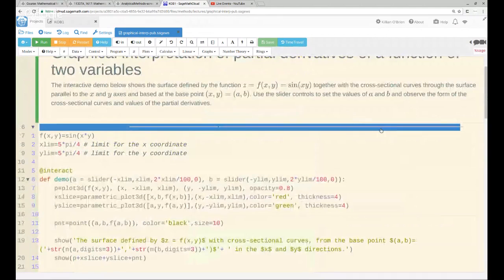Okay, we've got a particular function here. The function that we're using, and I'll share this code with you afterwards. I'll put a link to this code up on Moodle probably, so you can see this yourself, and you can easily substitute in any other function you might like. So here, this function is the sine of x times y. So f of xy is the sine of x times y.